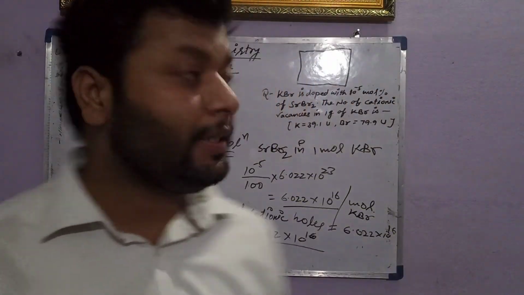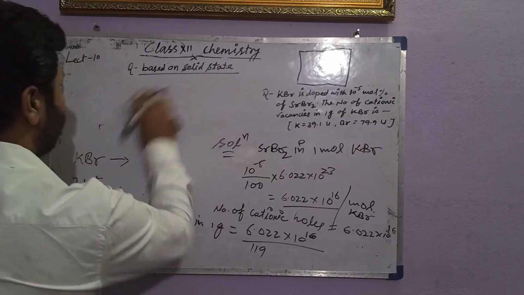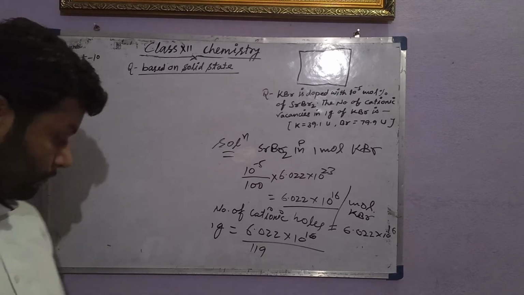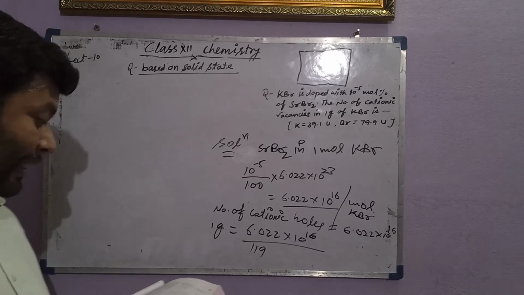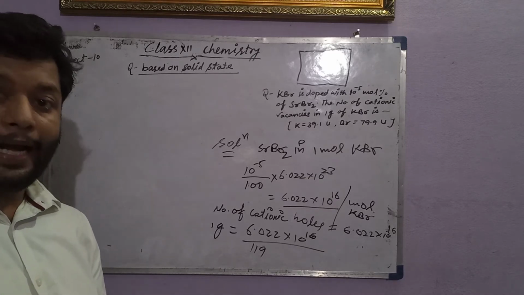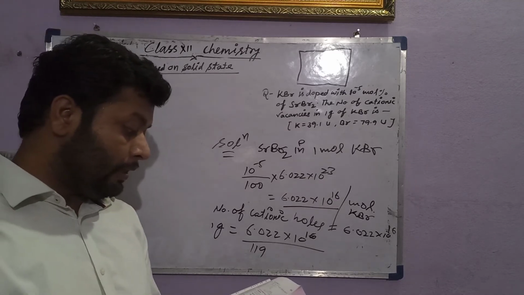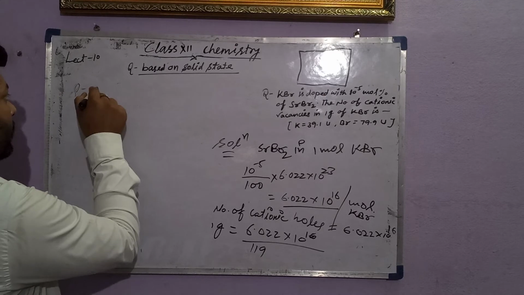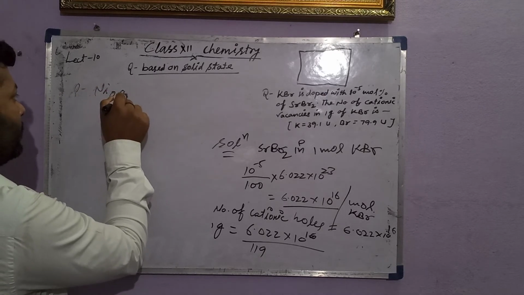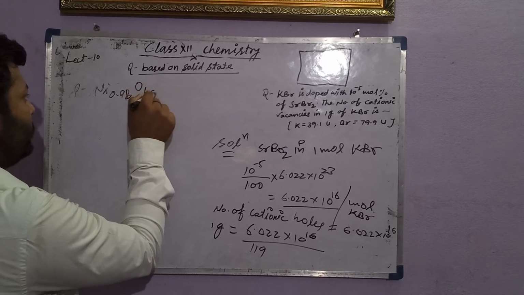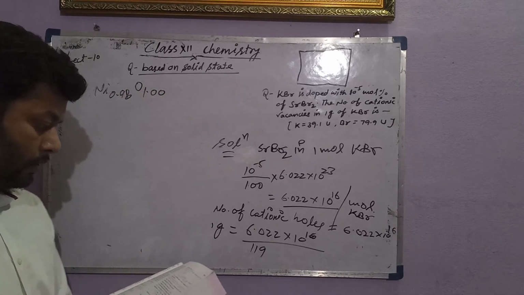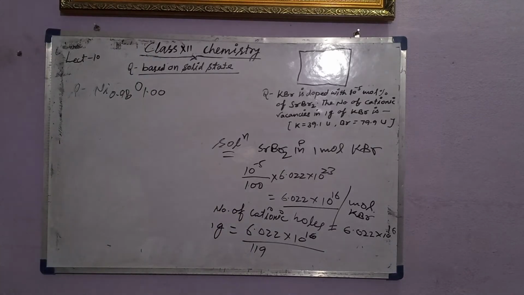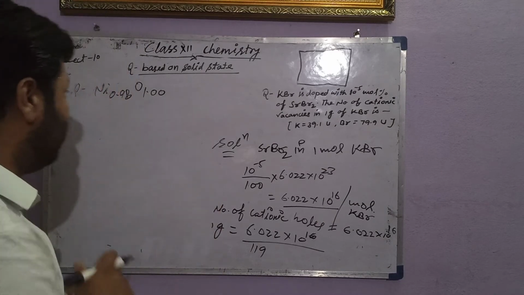One of the important questions we are having. The question is: analysis shows that nickel oxide has the formula Ni0.98 O1.00. What fraction of nickel exists as nickel plus 2 and nickel plus 3 ions?